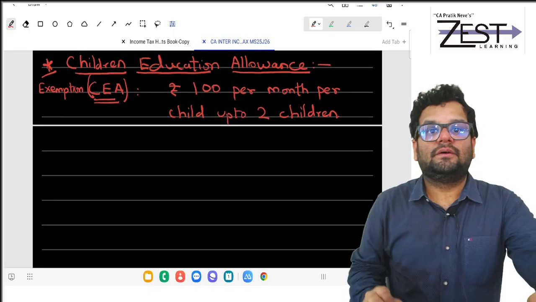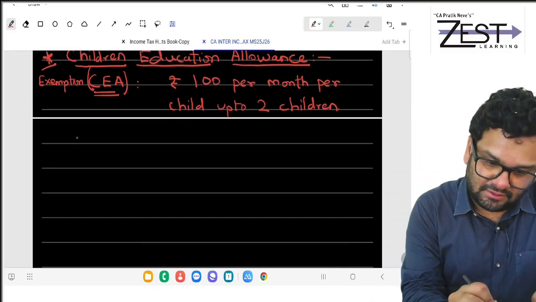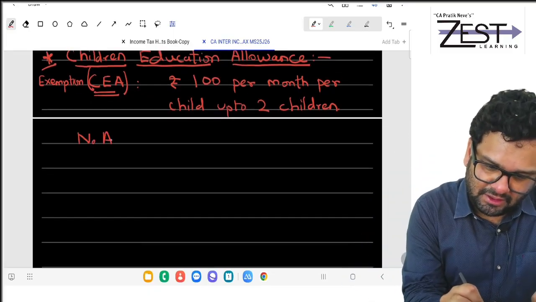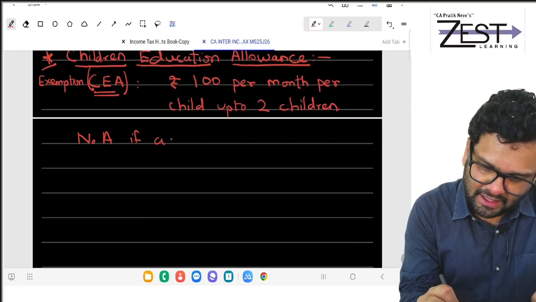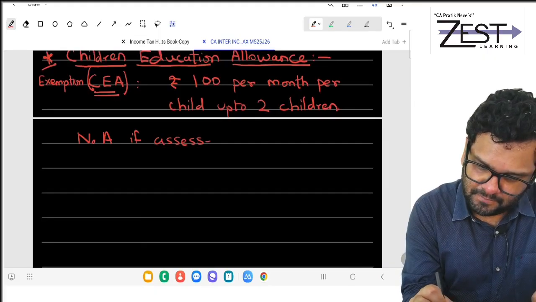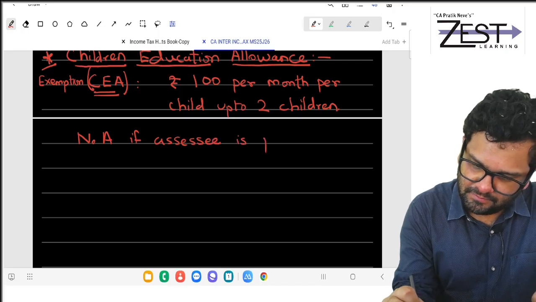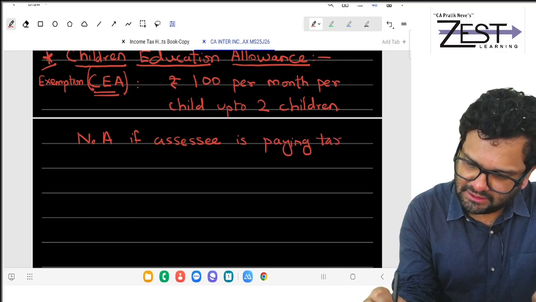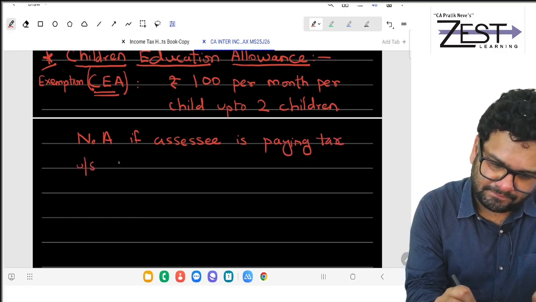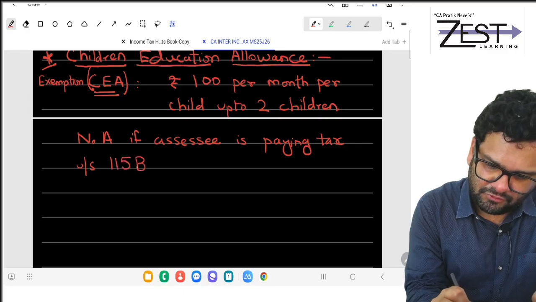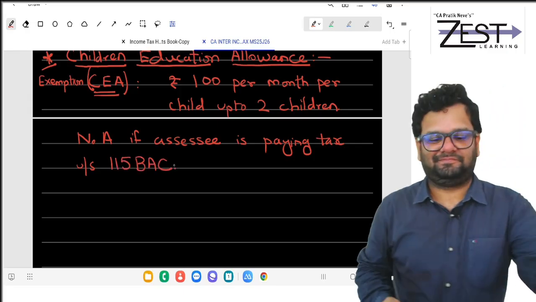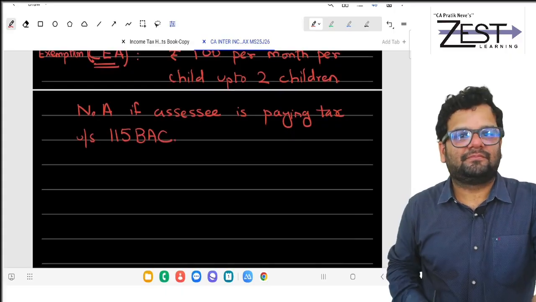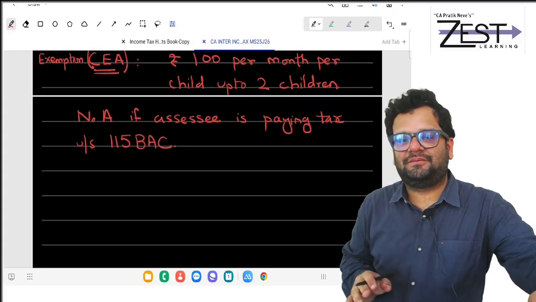Did you get it? Again, this is not applicable if the assessee is paying tax under section 115BAC. Exemption is not available.